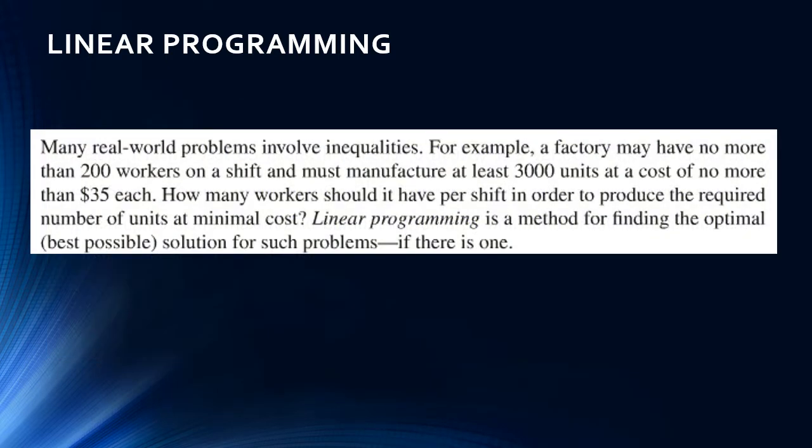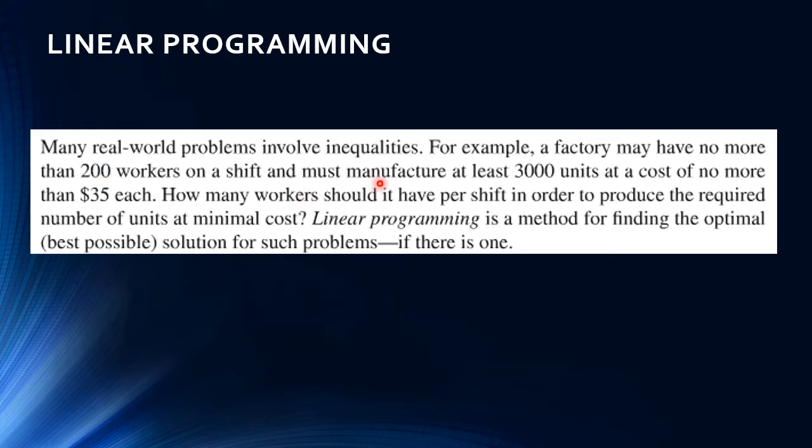Many real-world problems involve inequalities. For example, a factory may have no more than 200 workers on a shift. Okay, so if I can have no more than, be careful with this. This says that the number of workers I have is less than or equal to. Sometimes when we see the word more, we think of the word greater, but no more than is actually less than or equal to, right? If I can have no more than 200 workers on a shift, that means the number of workers I have is less than or equal to 200. So be careful when you're translating word problems.